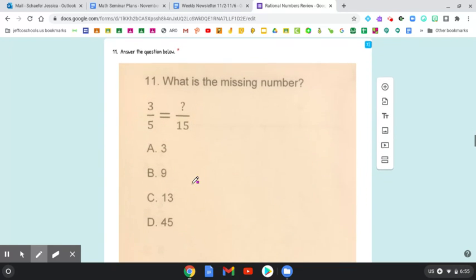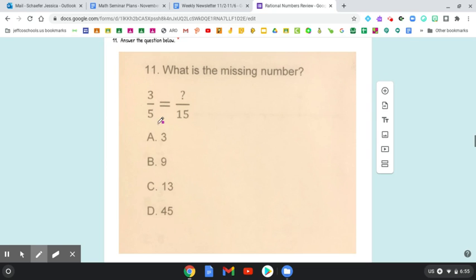Number 11, what is my missing number? I'm going to use my equivalent fractions to get 5 to turn into 15. I'm going to multiply it by 3. What I do to the bottom, I do to the top. 3 times 3 would become a 9. I'm missing 9 in my fraction, so B.